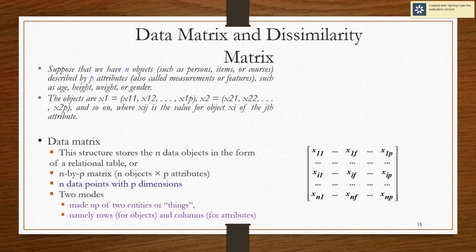To calculate the dissimilarity and the similarity, we need to represent our data structure in two ways. One is a data matrix and the other is a dissimilarity matrix. A data matrix is actually an object by attribute structure.